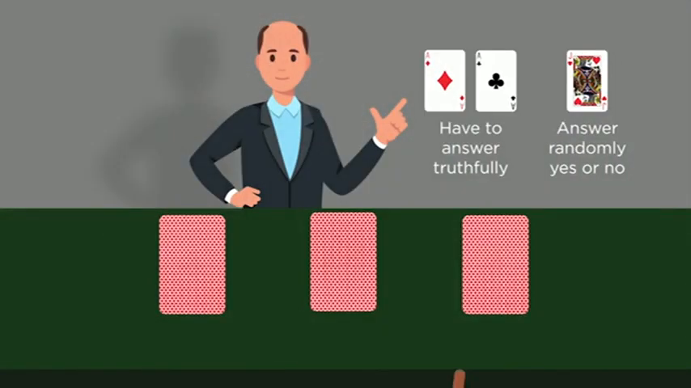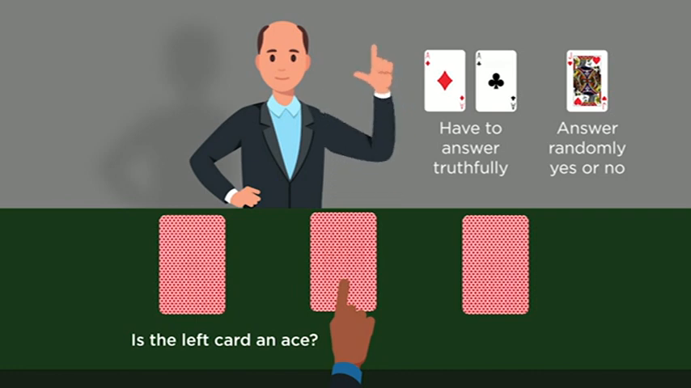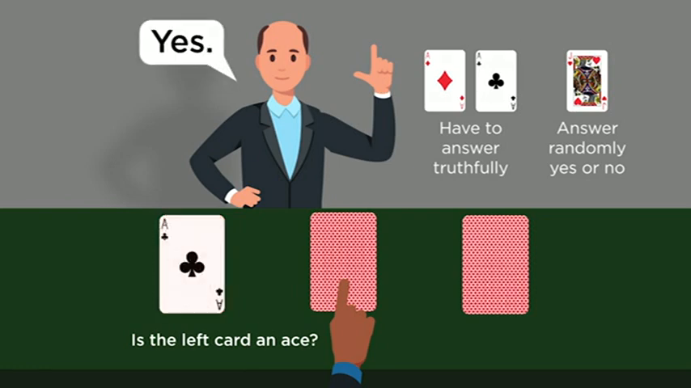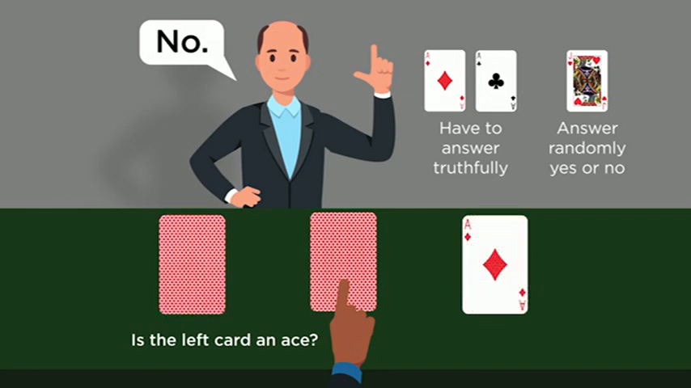Here we go. One question that works is to point to the middle card and to then ask, is the left card an ace? Let's consider the possibilities. Suppose you're pointing at an ace. Then, according to the rules, I'll answer truthfully. If I now say yes, then the left card is an ace. And if I say no, then the right card must be the second ace.